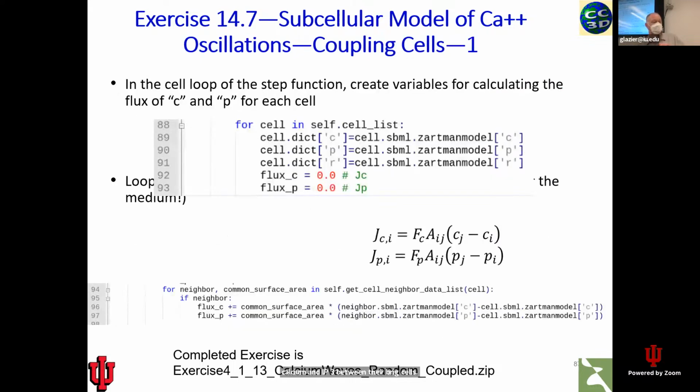And when you do that, in this case, it's actually fairly simple to do. We define a flux in each cell. We do that when we create the cells in the first place. And then at each time step, we calculate the common surface area between the neighbors, just the way we did for the delta notch model. And the flux is defined to be the amount in the neighbor minus the amount in my current cell. And I add that up. And that gives me the flux of calcium and the flux of IP3.